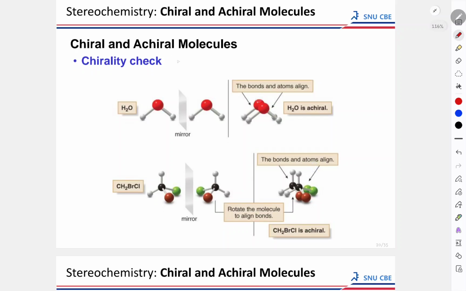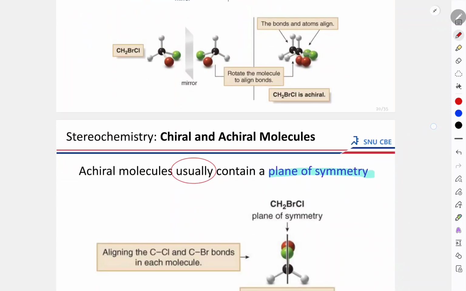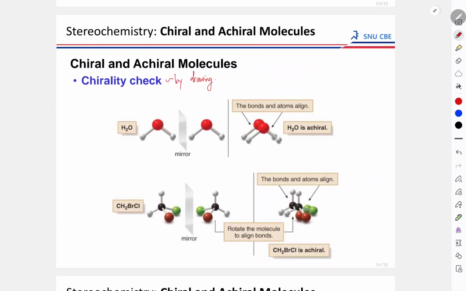What about this CH2BrCl molecule? They do have the same CH bond, right? In this case, you can apply the definition again. So you can draw the mirror image of this and check whether these two are superimposable. In this case, superimposable, right? That's why this molecule is also achiral.